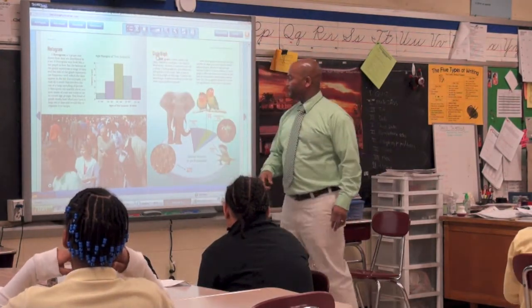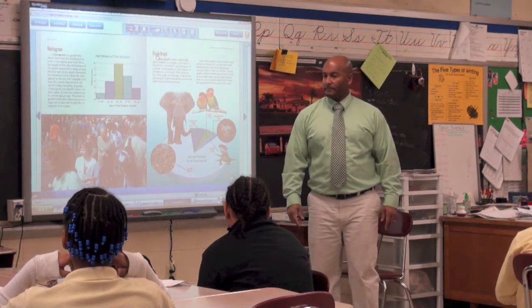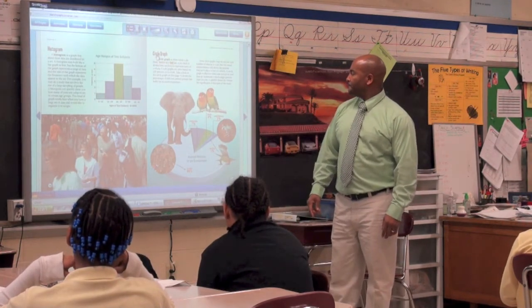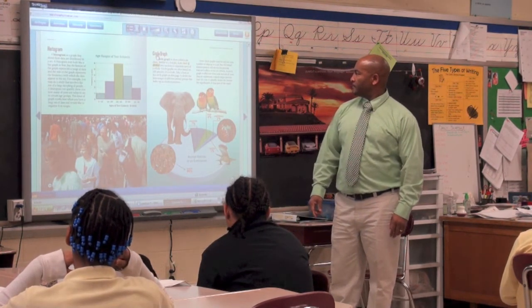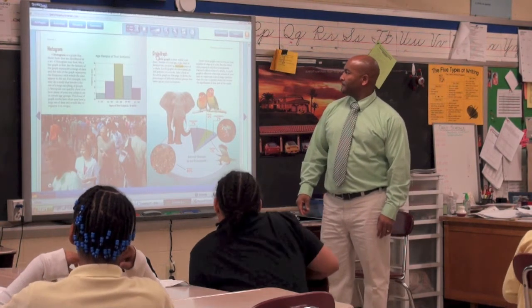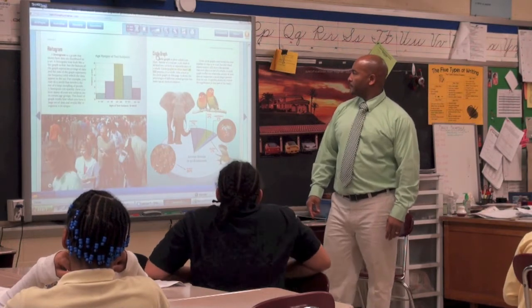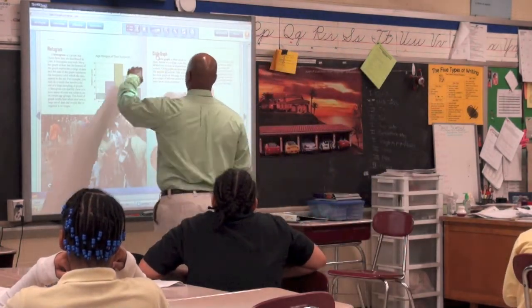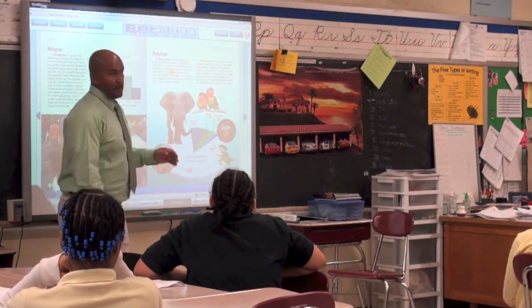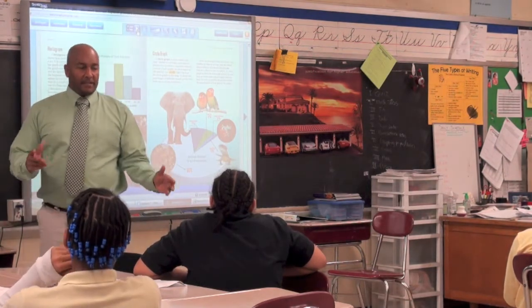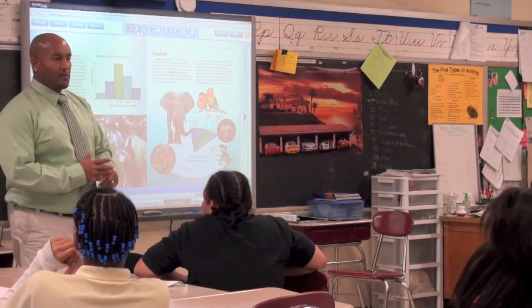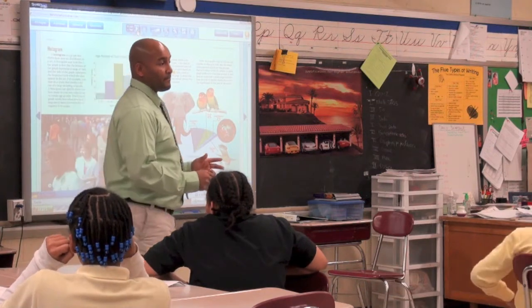Circle graph. A circle graph is often called a pie chart. Similar to a real pie, a pie chart is divided into sections to represent parts of a whole. Circle graphs are often based on 100% or a whole. So a circle graph is another type of graph that we use, and as it said, it's like a pie.